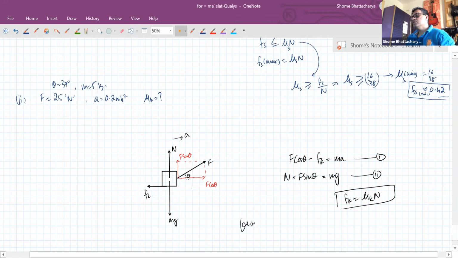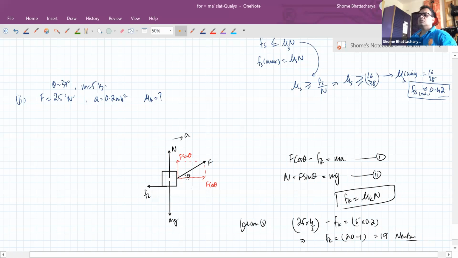So from equation 1, we can see that 25 into 4 by 5, that's F cos theta, minus kinetic friction is the mass 5 kg into the acceleration of 0.2. So this time kinetic friction will come out to be 20 minus 1, so 19 newtons. This is the amount of kinetic friction that is active.